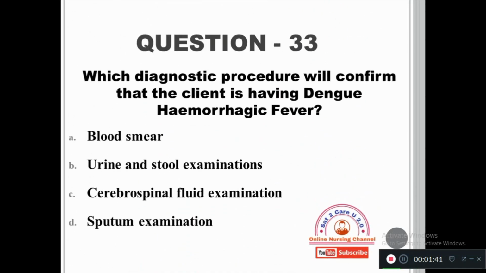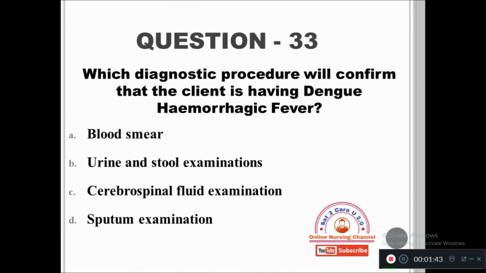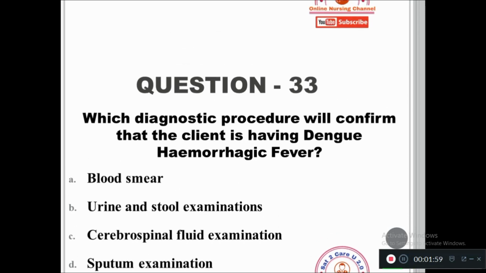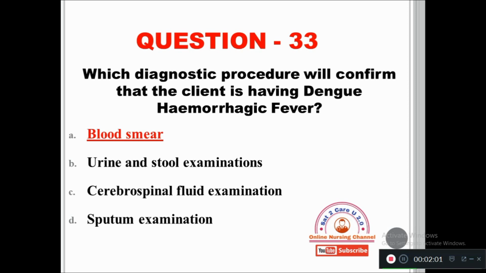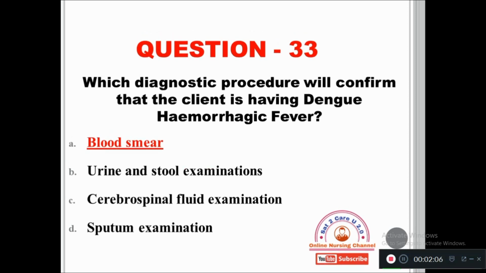Question number 33. Which diagnostic procedure will confirm that the client is having dengue hemorrhagic fever? Option A, blood smear. B, urine and stool examination. C, cerebrospinal fluid examination. D, sputum examination. The right answer is option A. Blood smear is the diagnostic test to confirm dengue hemorrhagic fever.